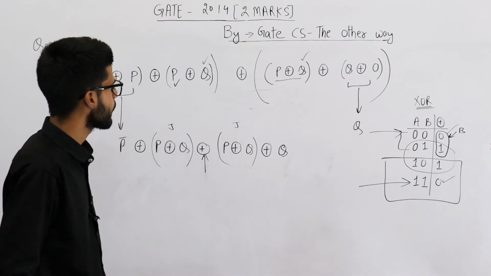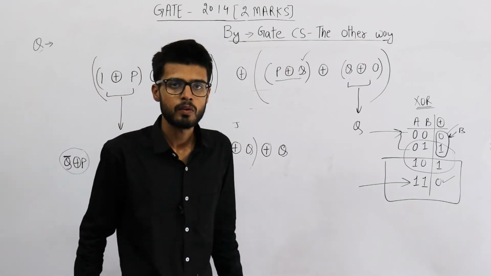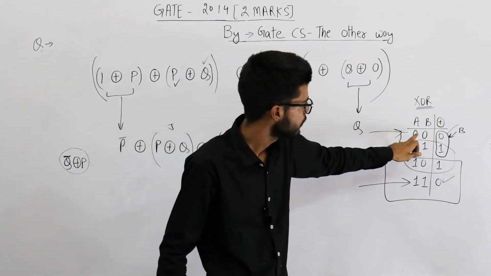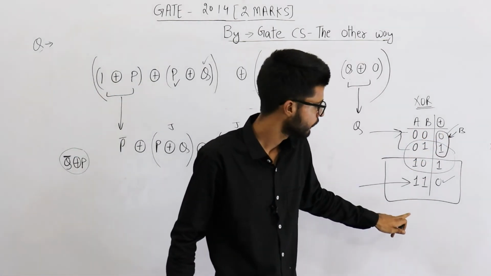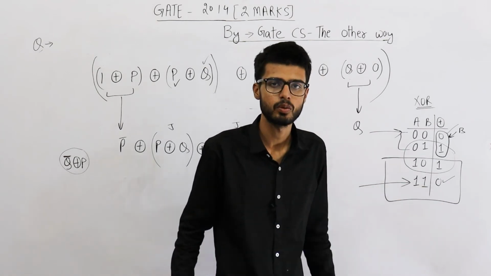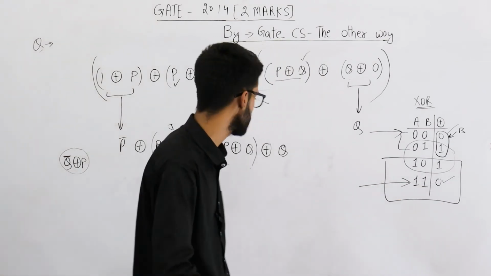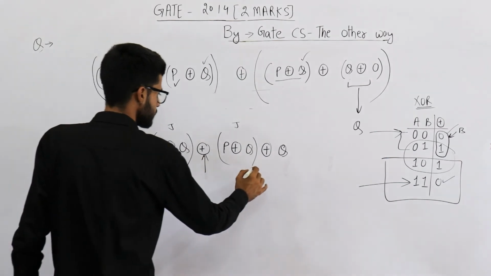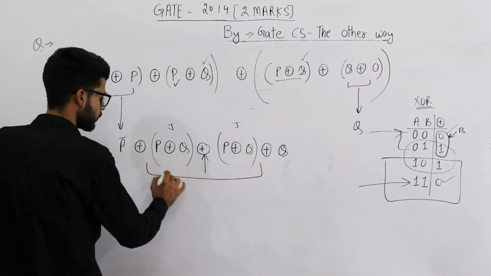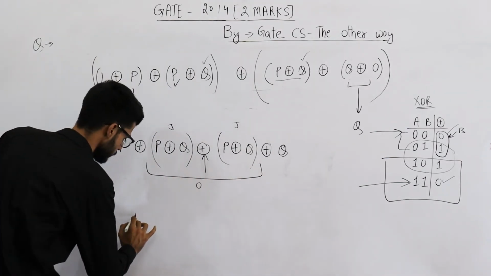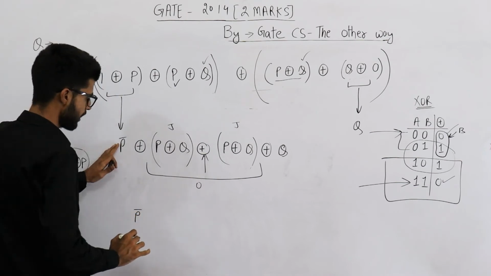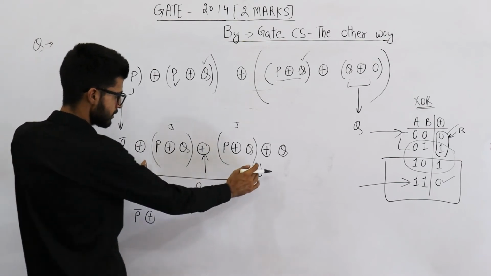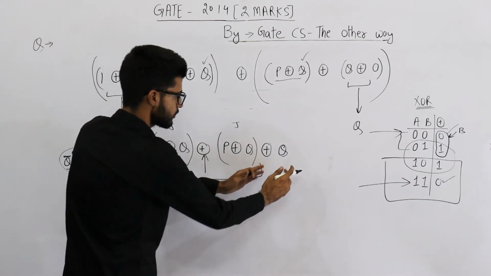That means the output is going to be 0 because 0 XOR 0 is 0, and 1 XOR 1 is 0. When both the inputs are same, output of XOR is 0. That means this entire thing will become 0. So you can write it P bar XOR, this entire thing is 0, XOR Q.